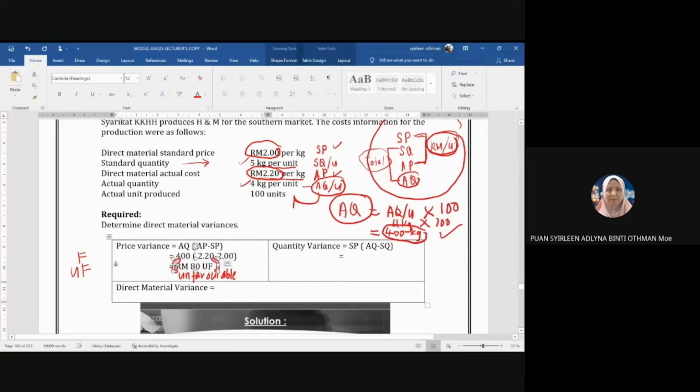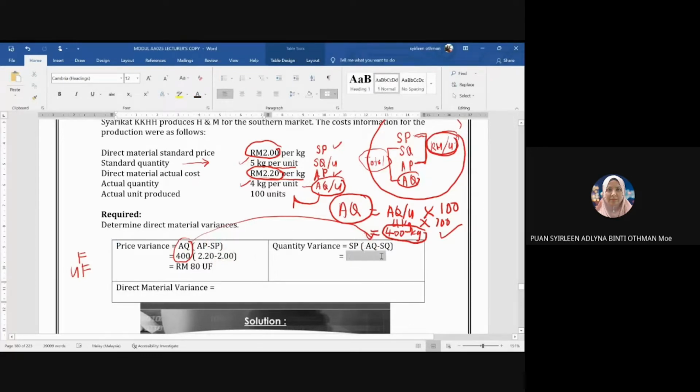Alright, so ini untuk price. Okay, so dari segi harga, your actual costing tadi tidak menepati your budget lah. Okay, alright, so we go to quantity variance. Okay, quantity ni merujuk kepada bahan mentah yang digunakan. Okay, this one is very easy sebab tadi awak dah ada AQ dekat sini. So bila dah ada AQ, nanti saya ganti sajalah AQ ni ke sini. Alright, okay, so AQ kita dah tahu 400. SP, you dah tahu dekat sini tadi, you dah guna SP, which is RM2. Okay, so SP you dekat sini nanti is RM2 lah.